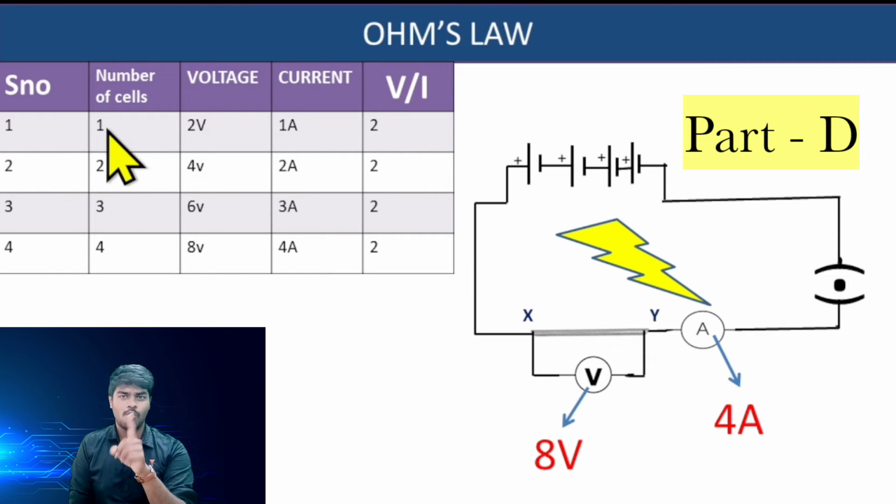In part A we have only one cell. Voltage 2 volt, current 1 ampere, V by I ratio 2. Fine, that's good. In part B, we connected 2 cells. Voltage increases, current increases, but V by I ratio is same.